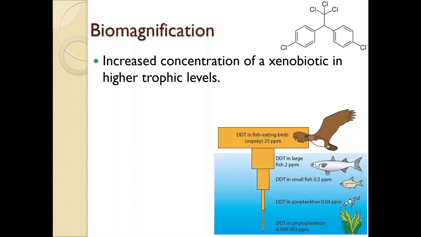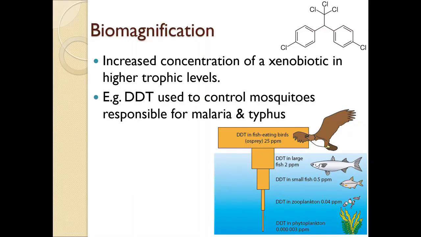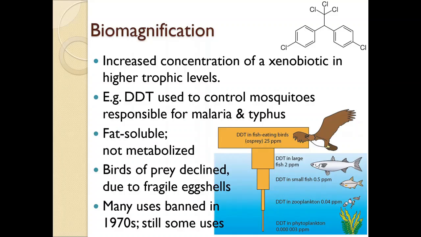Biomagnification is an increased concentration of a xenobiotic in higher trophic levels. For instance, DDT is the most commonly used example of biomagnification. DDT was a chemical used to control mosquitoes responsible for malaria and typhus. It's fat soluble, it's not metabolized by organisms, and it was banned in the 1970s because people finally noticed that birds of prey were declining due to their fragile eggshells.